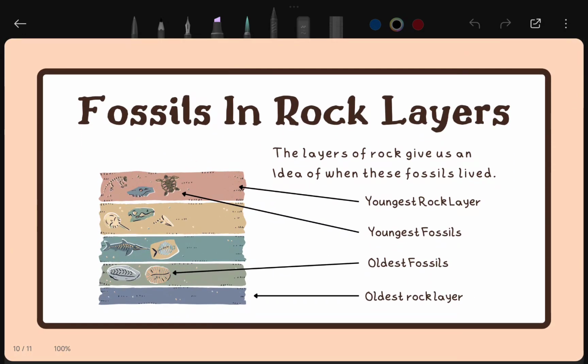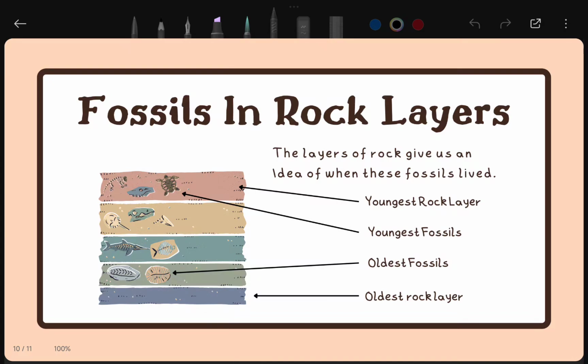You already know the different kinds of layers that are present. The layers of the rocks give us an idea of when these fossils lived. In the topmost layer, there are the youngest rock layers, like the crust, and you can find the youngest fossils here, animals and plants that were buried and sedimented not so long ago. In the oldest rock layers, there are fossils that were buried thousands of years ago.